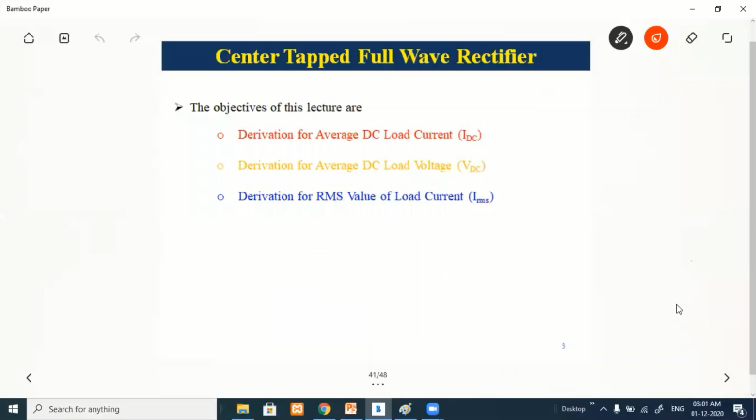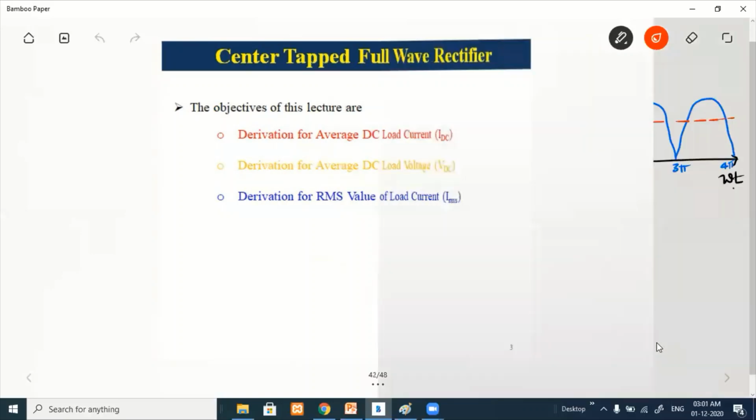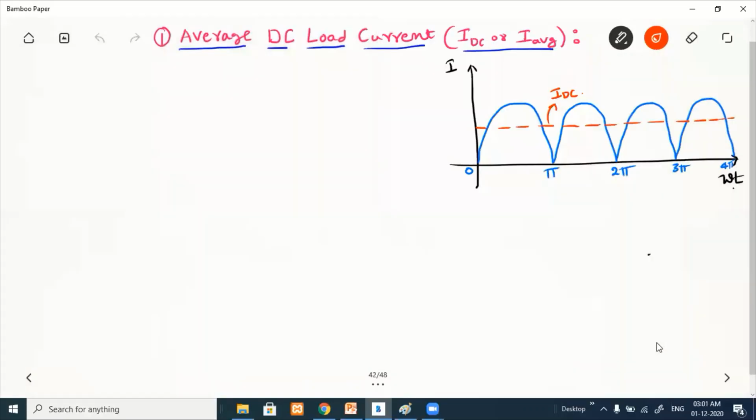The objectives of this lecture are derivation for average DC load current IDC, derivation for average DC load voltage VDC, derivation for RMS value of load current IRMS. There are 12 characteristics for center tapped full wave rectifier. In this, the first characteristic is average DC load current IDC or I average.